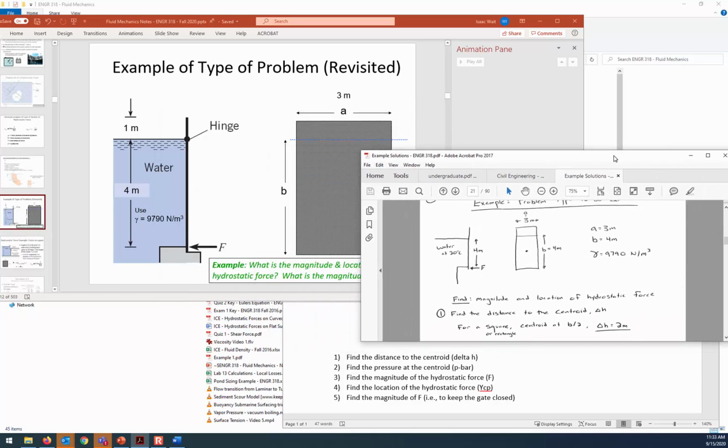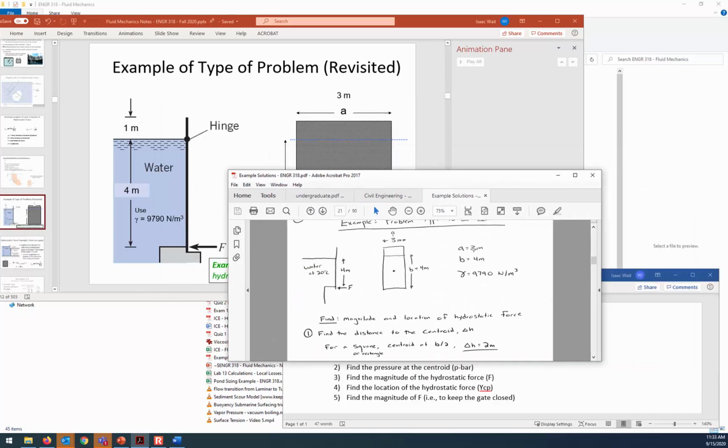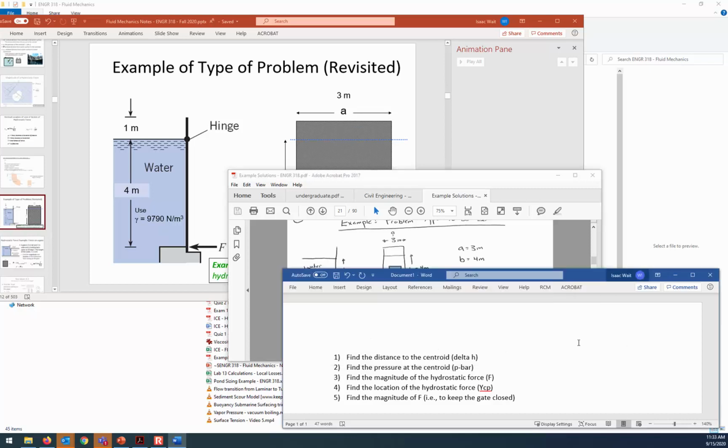So I've done some setup and definition. A is 3 meters, B is 4 meters. We're going to need these factors when we solve the area moment of inertia equation. Just up at the top by the drawing, I'm saying that here's our unit weight for the water, 9790. Okay, so for us to find F, we're going to have to break it down into its component parts. And so here is the center of area, and that's of the submerged part. So delta H is 2 meters. Okay, so that was the first part. So delta H is 2 meters.